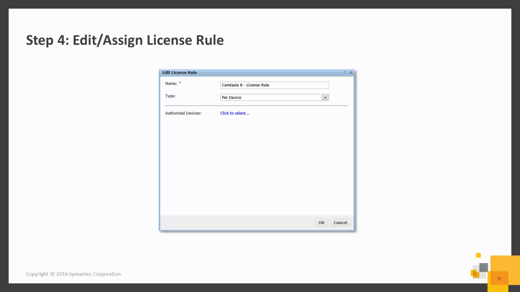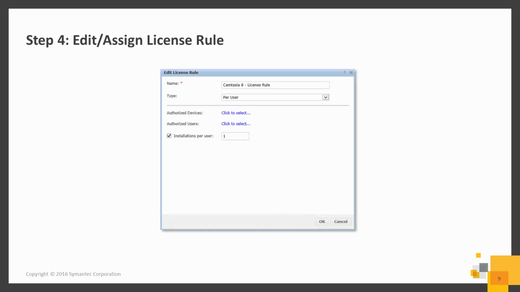One of the parameters for per-device licensing is the Authorized Devices filter. Selecting this link will allow you to choose a custom filter or an existing filter. It should be noted that all installations on the devices that are not included with the defined filter are considered as unauthorized. If a filter is not selected, then all the installations are considered authorized.